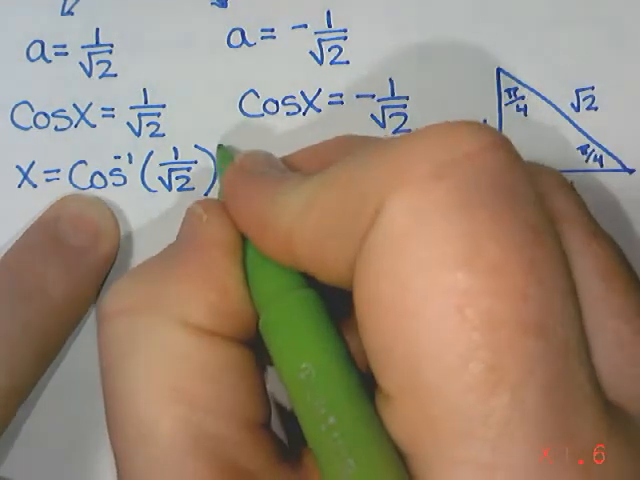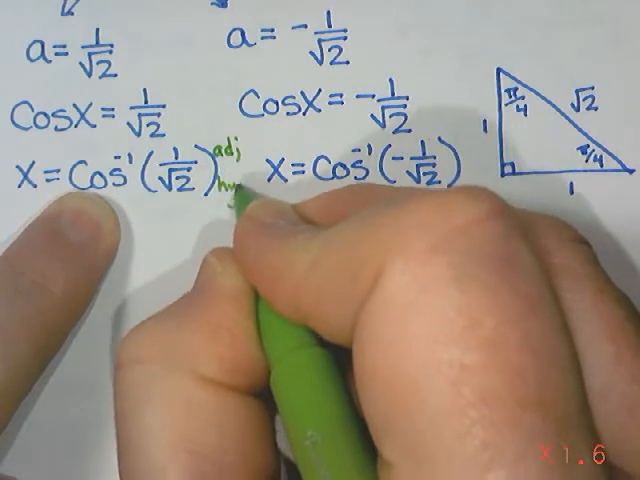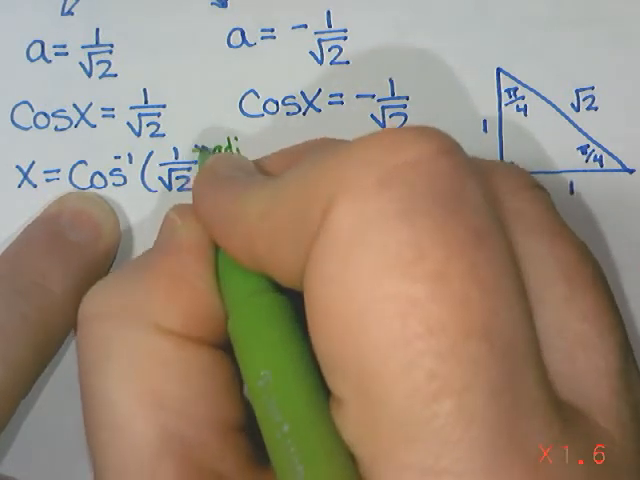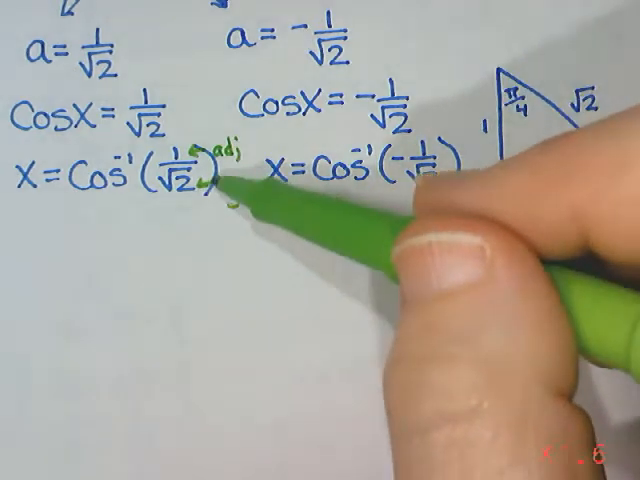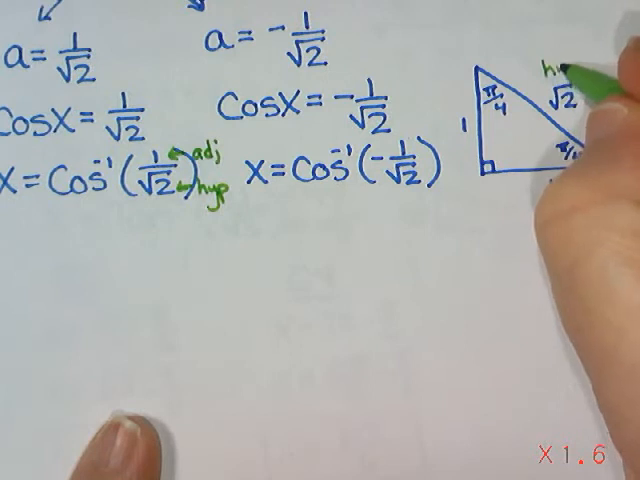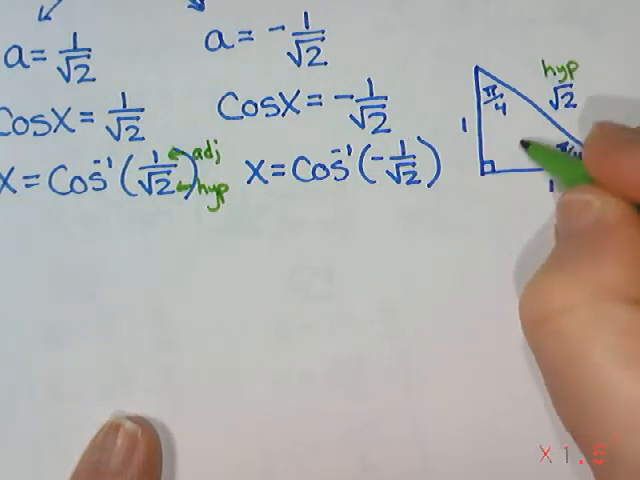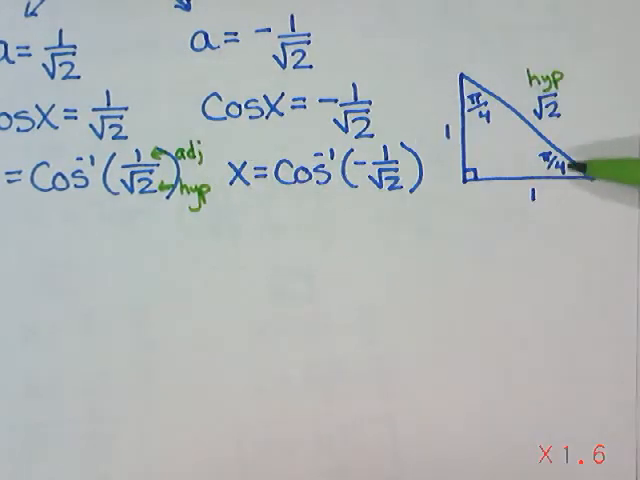Cosine is the ratio adjacent over hypotenuse. So the 1 would be the adjacent side, and the root 2 is the hypotenuse. So here, the root 2 is the hypotenuse. The hypotenuse is the one across from the right angle, so that's good. Now the adjacent is 1.